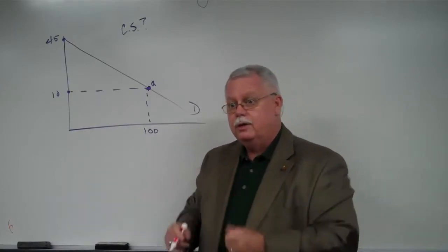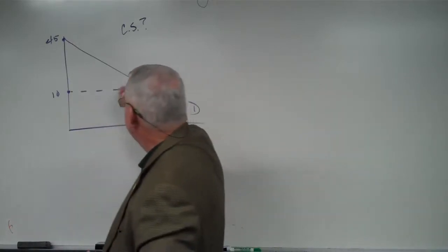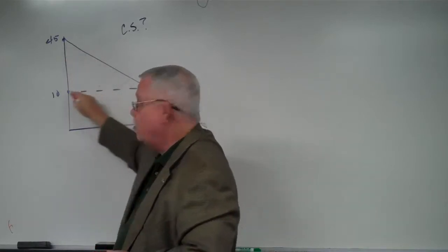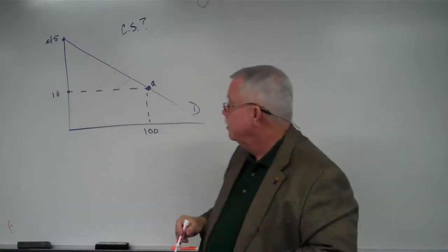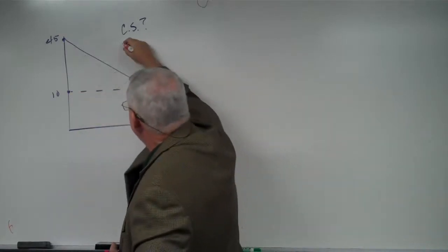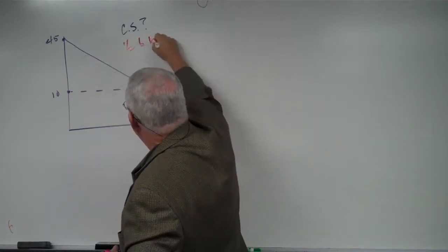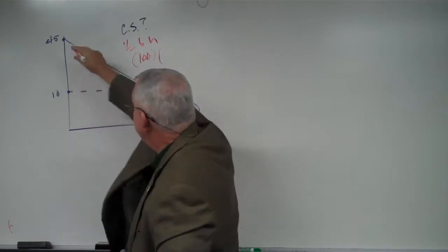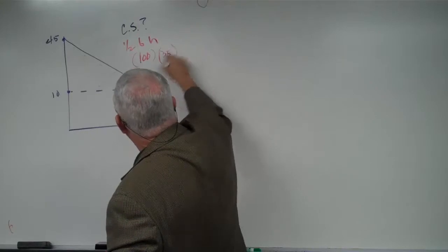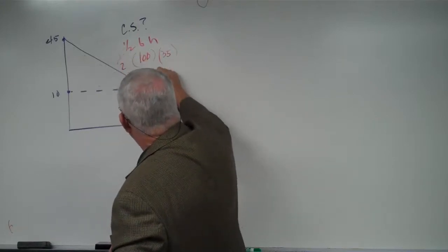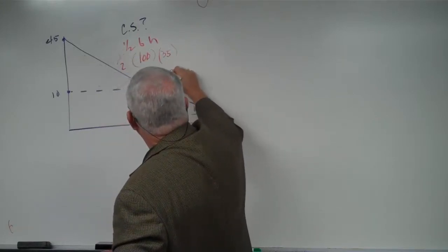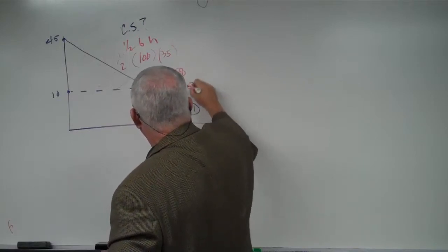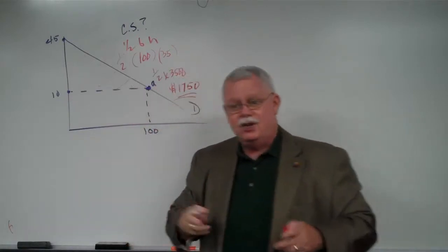Where is the consumer surplus on this graph? Graphically, visually, it's the triangle that is under the demand curve at that price. How do we find the area of the consumer surplus? 1/2 the base times the height. The base is 100. The height is from 10 to 45, so it's 35. And we take 1/2 of that. That's 1/2 of 3,500. The consumer surplus is $1,750.